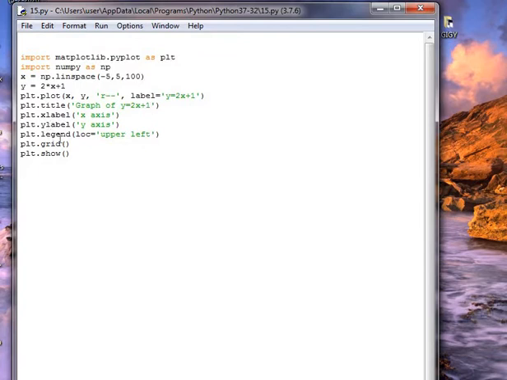and also one legend. In that legend, label is equal to y equals 2x plus 1. The legend's location is the upper left corner of the window. And also another feature is grid. Okay, we can run the script.